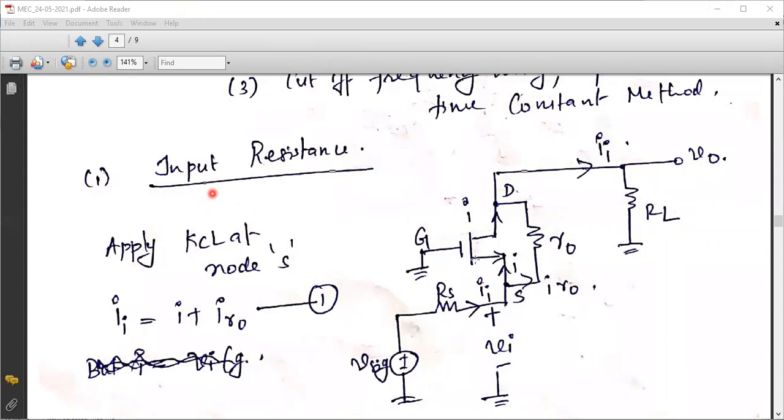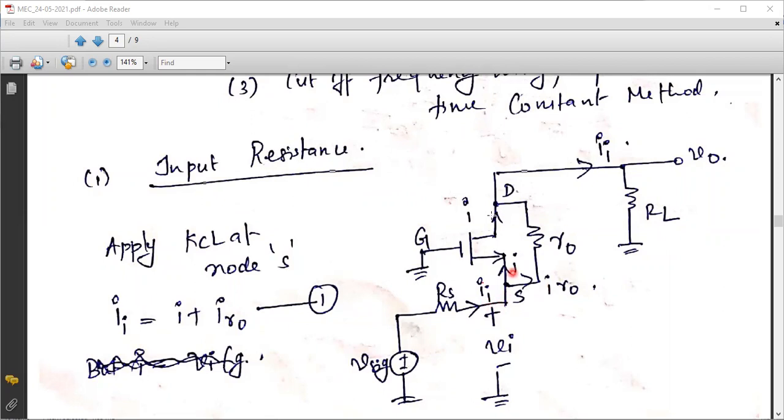Done. Now, if you see the circuit, II is the input current coming from the signal voltage, from your signal input. This II enters the source node, and it is divided among two components. One is the current I through the transistor, and the second one is the current IR0 flowing through the output resistance. And you know what output resistance is? It is nothing but the internal resistance between the drain and source.